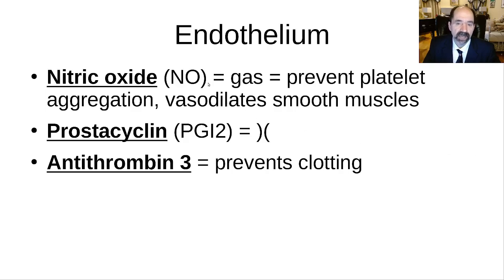We talked about nitric oxide. That's the most important thing to know about. If you only know one thing about the endothelium, know that it makes nitric oxide to dilate the artery, to prevent clotting. That's the key thing. Prostacyclin does the same thing, but nitric oxide is more important. Antithrombin also prevents clotting.